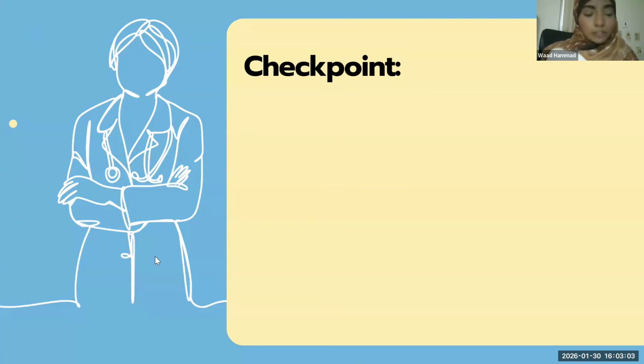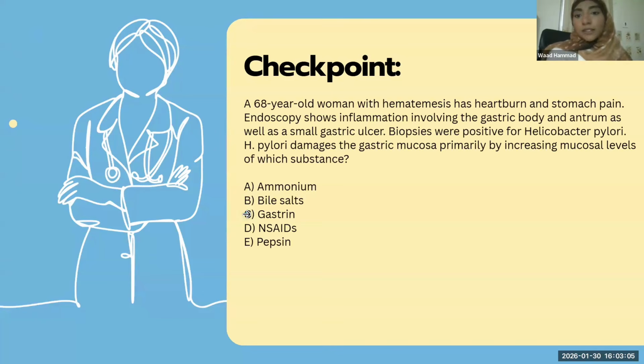A 68-year-old woman with hematemesis has heartburn and stomach pain. Endoscopy shows inflammation involving the gastric body and antrum, as well as a small gastric ulcer. Biopsies were positive for Helicobacter pylori. H. pylori damages the gastric mucosa primarily by increasing mucosal levels of which substance? A. Ammonium, B. Bile salts, C. Gastrin, D. NSAIDs, and E. Pepsin.